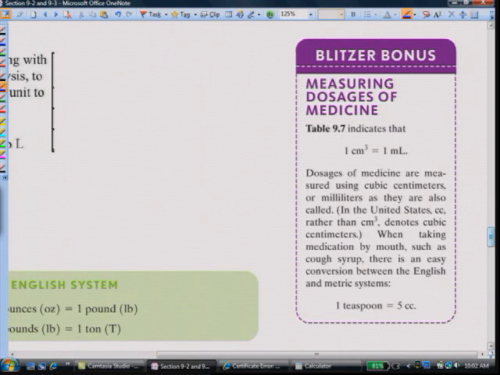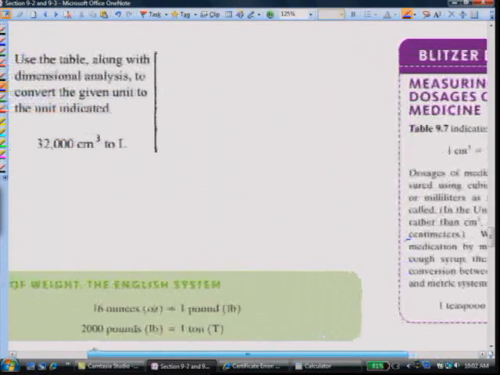And 1 cubic centimeter is 1 milliliter, all right? Dosages of medicines are measured using cubic centimeters or milliliters, as they are also called. In the United States, the cc denotes cubic centimeters, rather than cm cubed, and obviously you can see why, the cc. When taking medicine by mouth, such as cough syrup, there's an easy conversion between the English and metric systems. 1 teaspoon is about 5 cc's. So just a little bit of information.